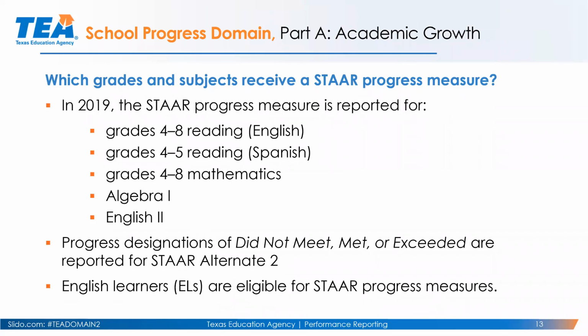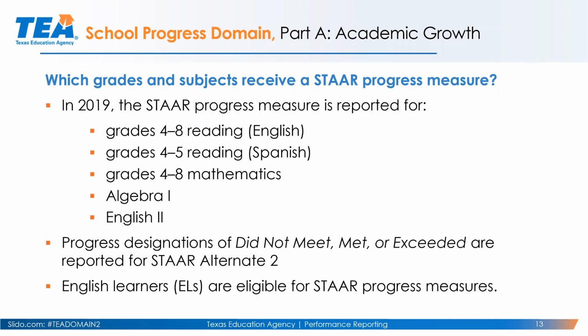So the first thing that you're going to notice here is that not every STAAR administration has a corresponding STAAR progress measure. For example, there is no grade 3 STAAR progress measure reported for students. This is because there is not a grade 2 STAAR test that is given in Texas. STAAR testing begins at grade 3. And because the STAAR progress measure evaluates performance from the previous year to the current year, grade 4 is the first time a student has a progress measure reported.